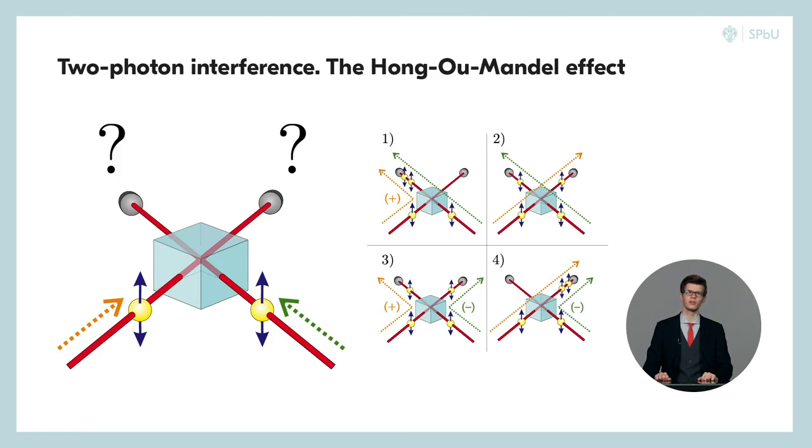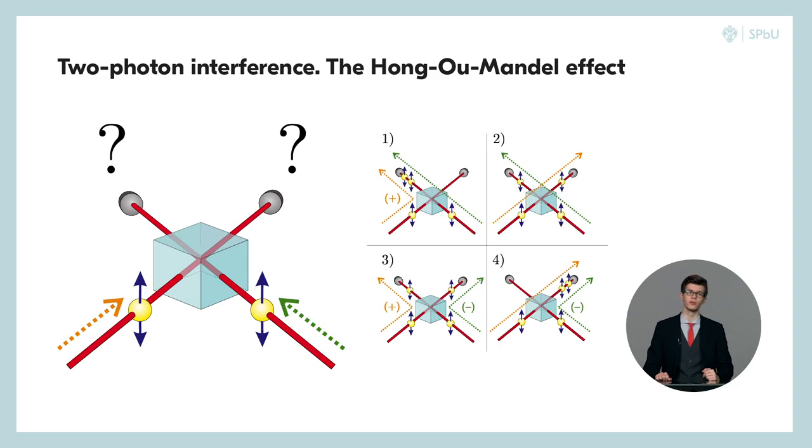It's obvious that the following four processes may occur with the same probability. The first one: the photon that went from the left bounces off the beam splitter and goes to the left detector, and the photon that went from the right goes through the plate without any reflection and also goes towards the left detector. The second option: two photons go through the beam splitter without any reflections. The photon that went from the left will be received by the right detector, and the photon that went from the right will be received by the left detector.